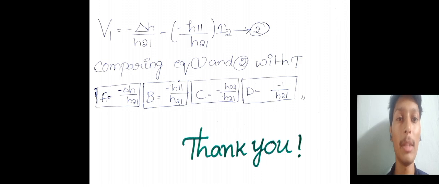Compare equation 1 and 2 with T parameters. We get A equals minus delta H by H21, B equals minus H11 by H21, C equals minus H22 by H21, and finally D equals minus 1 by H21.